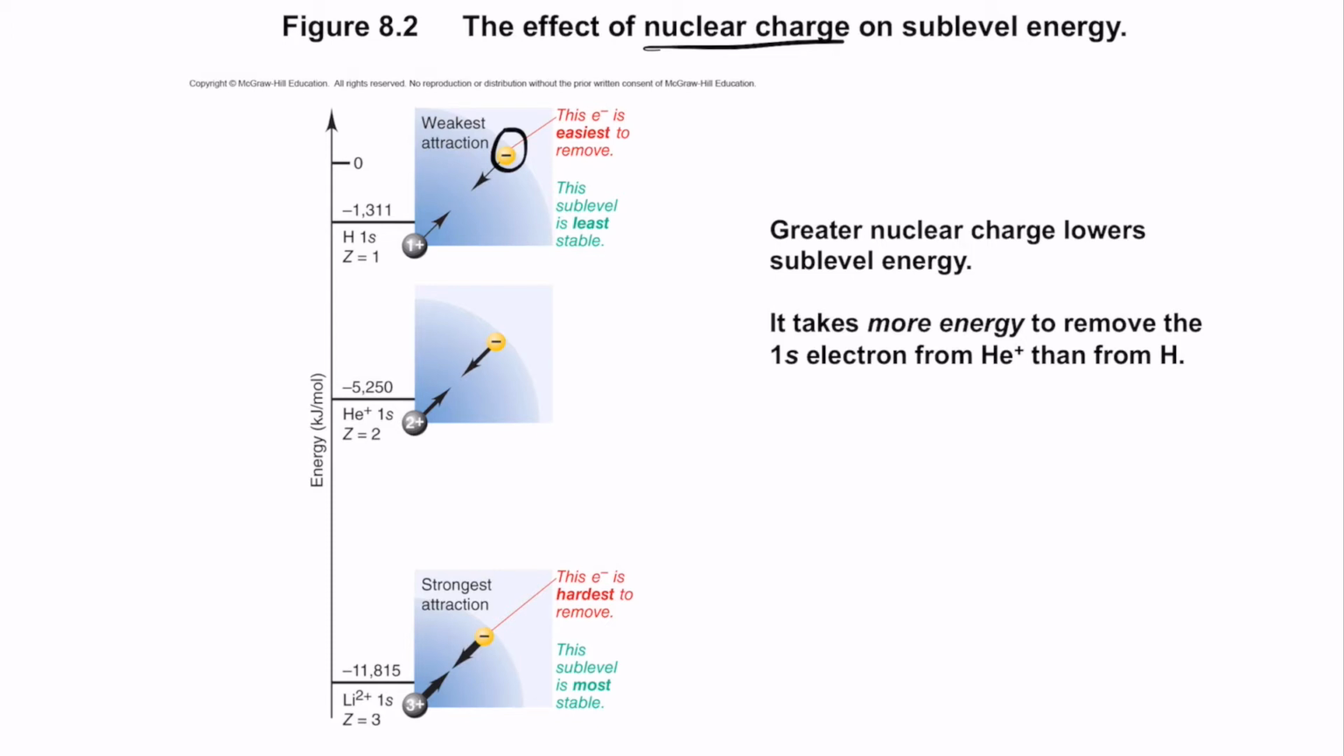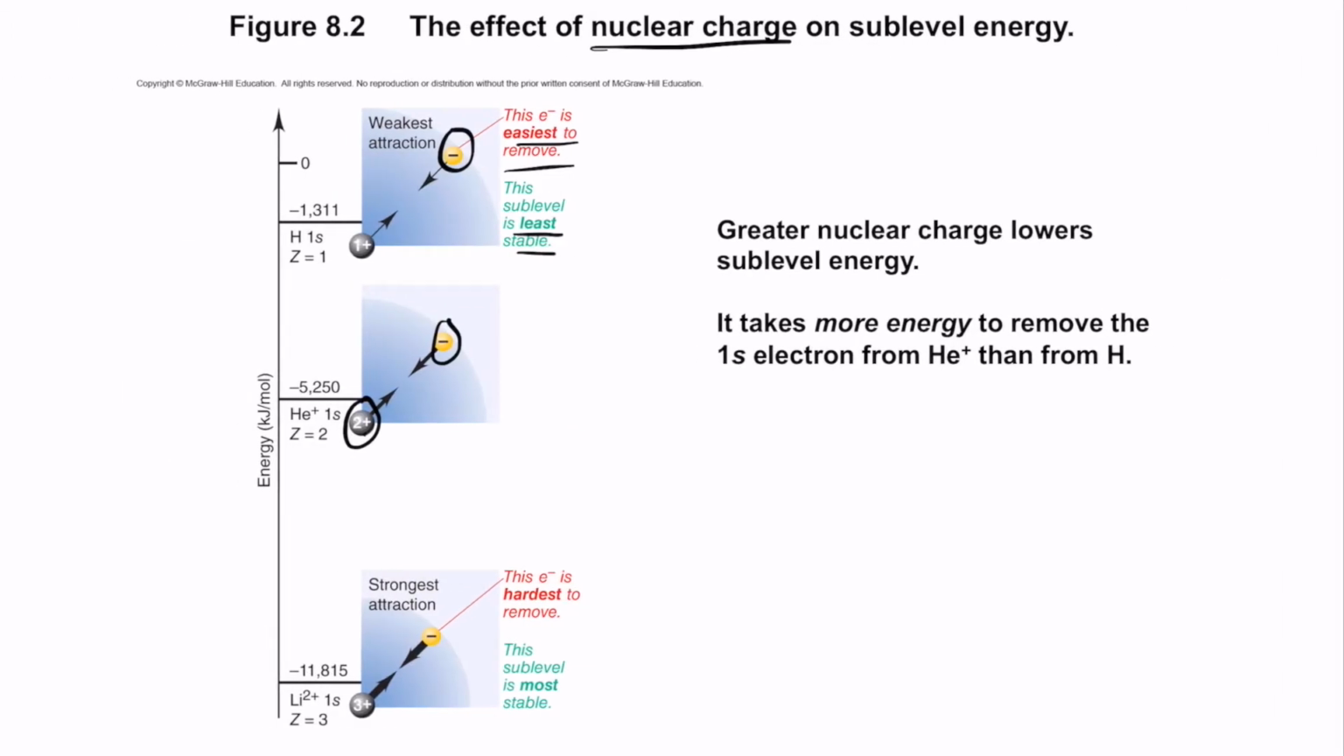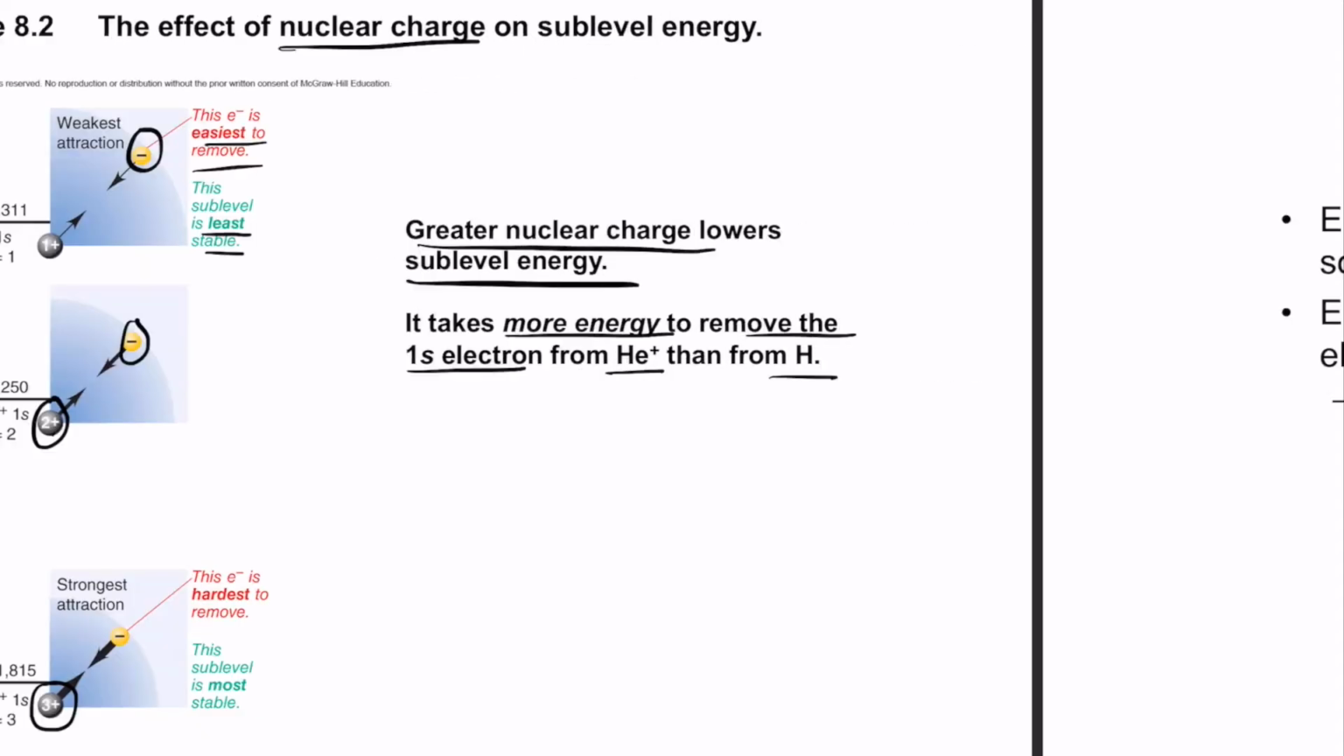So this electron here is the easiest to remove, because this sublevel is going to be the least stable sublevel. Now, when the charge difference starts to increase, for example, if this is +2 and this is 1 minus, there is much more attraction from the positive charge, which increases the level of energy that is required to remove that electron. The same thing happens as you start increasing the effective charge on the nucleus. So the greater the nuclear charge, the lower the sublevel energy. And it takes more energy to remove a 1s electron from helium than from hydrogen.